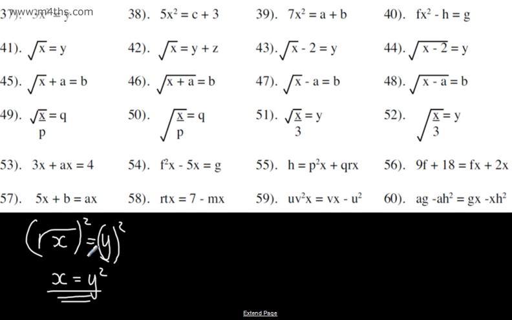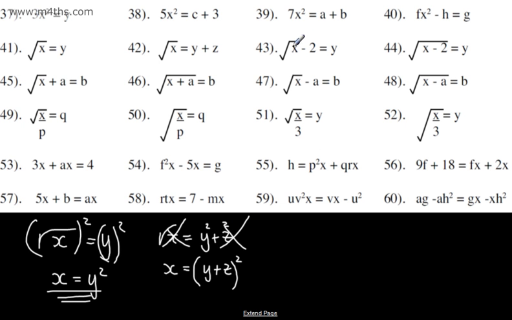What we do to one side, we must do to the other. Here, we're simply going to have y plus z all squared. So if we've got the root of x is equal to y plus z, we need to square both sides of the equation, and that will give me the quantity y plus z all squared. It's not going to be y squared plus z squared. That is not correct. We square the whole thing.